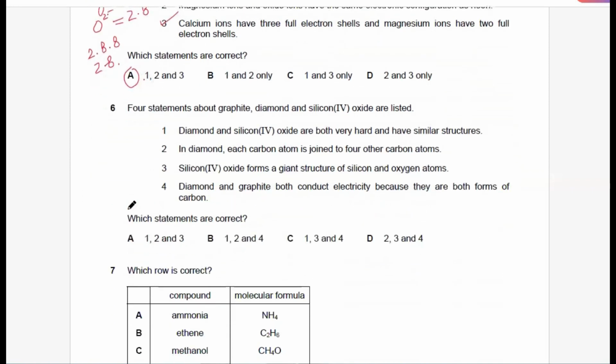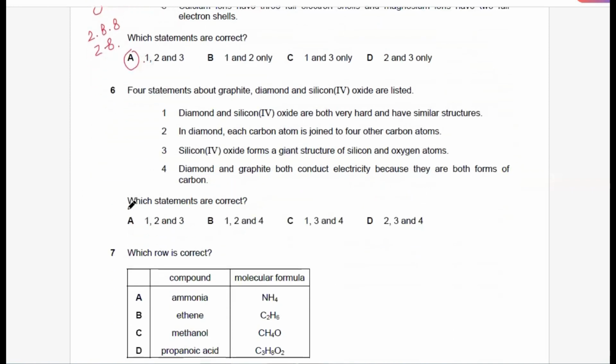Now 4 statements about graphite, diamond, and silicon(IV) oxide are listed. Now let's check question number 6.